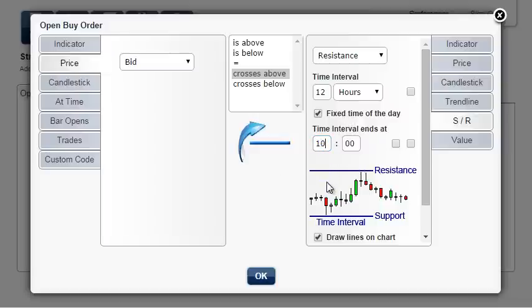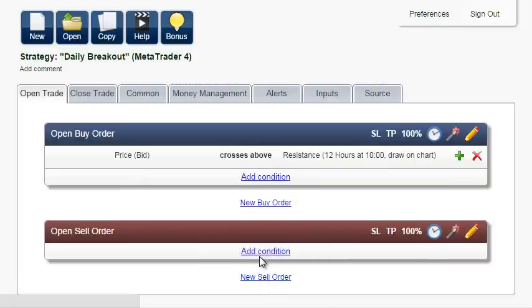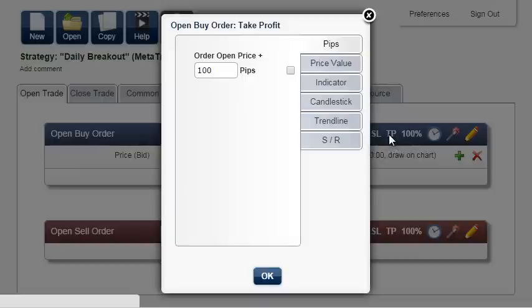Here is a short explanation of support, resistance, and time interval. We want to draw the resistance on the chart. We won't set the stop loss because we're going to use trailing stop instead, but we will set the take profit, 100 pips.